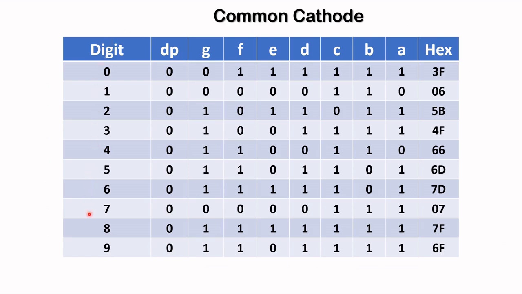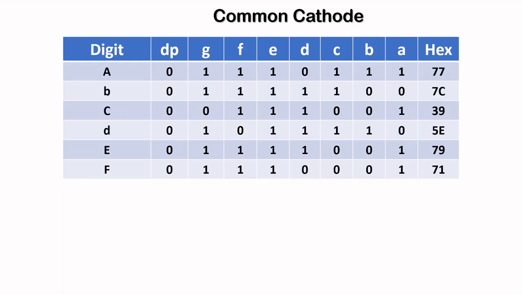Now, I've worked out all the symbols from 0 to 9 here, and the hex values and the binary values. So you can use this later on if you want to experiment with it. And also the characters A to F. Remember, we are considering the hex values. These are the hex values on this side of the table, and these are the binary values. DP is always left connected to zero because we are not using it.